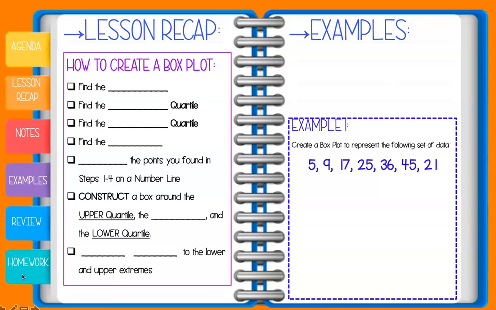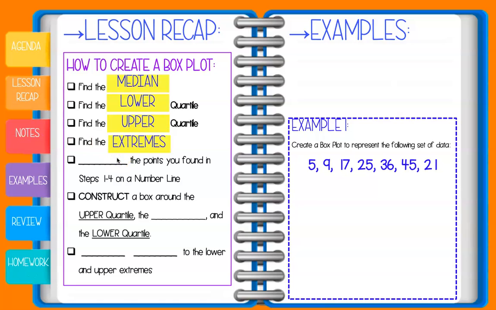All right, guys, so today in class we talked about how to create a box plot. So let's review our steps. First thing that we're going to do when we create our box plot is to find the median. Okay, so we're going to order up that data set and we're going to find the median. Then we're going to find our lower quartile, which we talked about yesterday, was the median of the lower half. Then we're going to find our upper quartile, which we talked about was the median of the upper half.